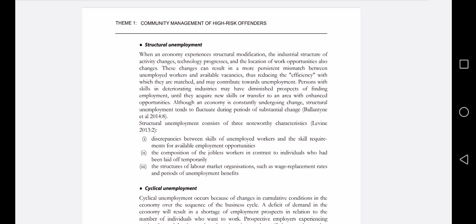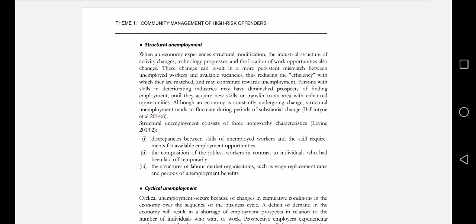Persons with skills in a deteriorating industry may have diminished prospects of finding employment until they acquire new skills or transfer to an area with enhanced opportunities. Although an economy is constantly undergoing change, structural unemployment tends to fluctuate during periods of substantial change. Valentine, 2014, page 8. Structural unemployment consists of three noteworthy characteristics.